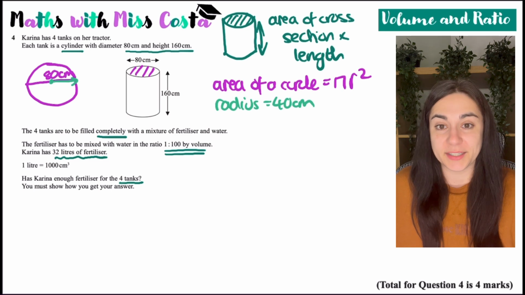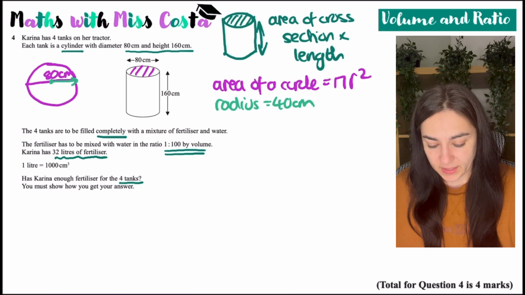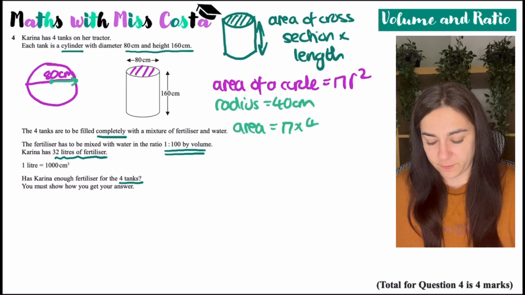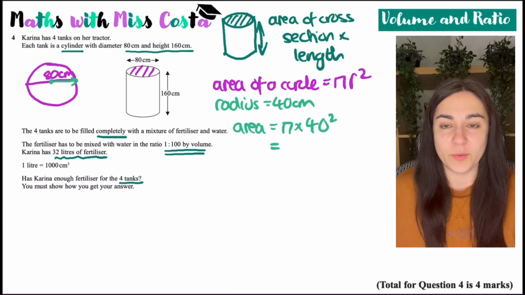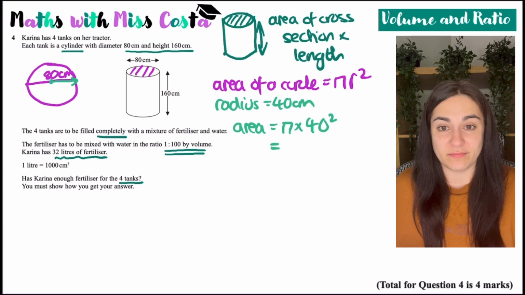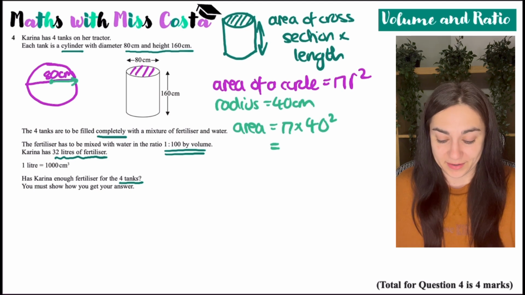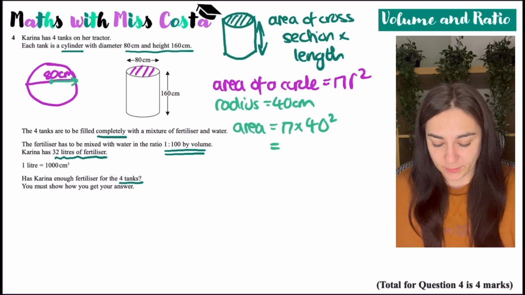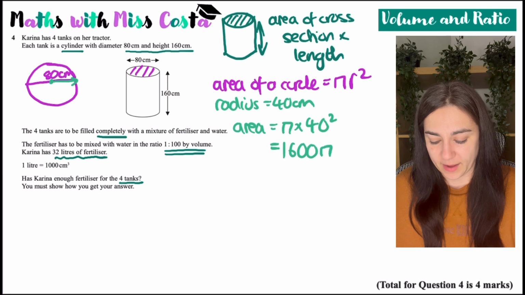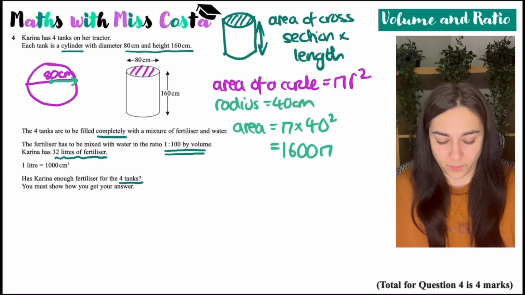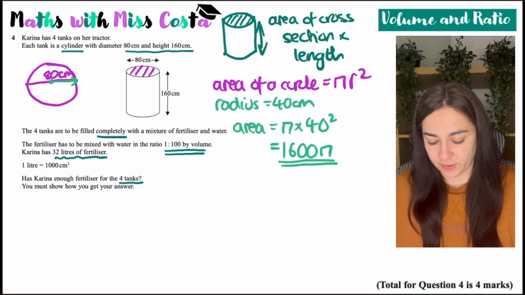So I can just substitute that into my equation. So the area is going to be pi times by 40 squared. Now I can just leave that in terms of pi for now because I'm not being asked to round anything yet. I only want to round at the very end. So 40 squared is 1,600. So that area of the top part is 1,600 pi.